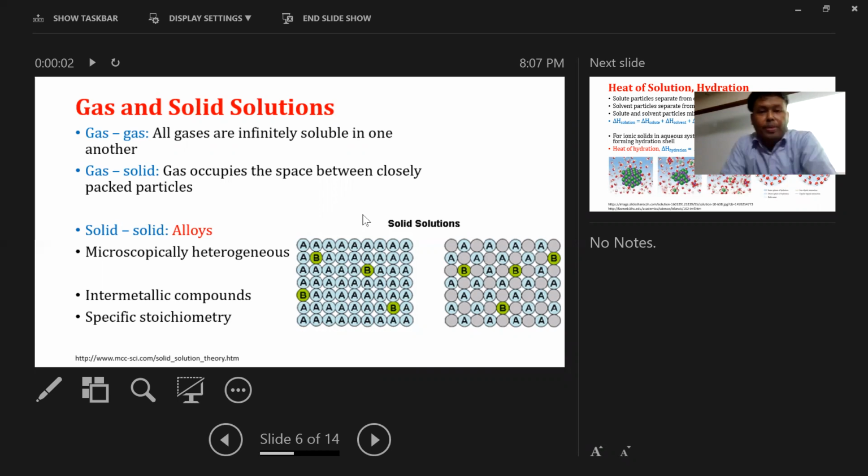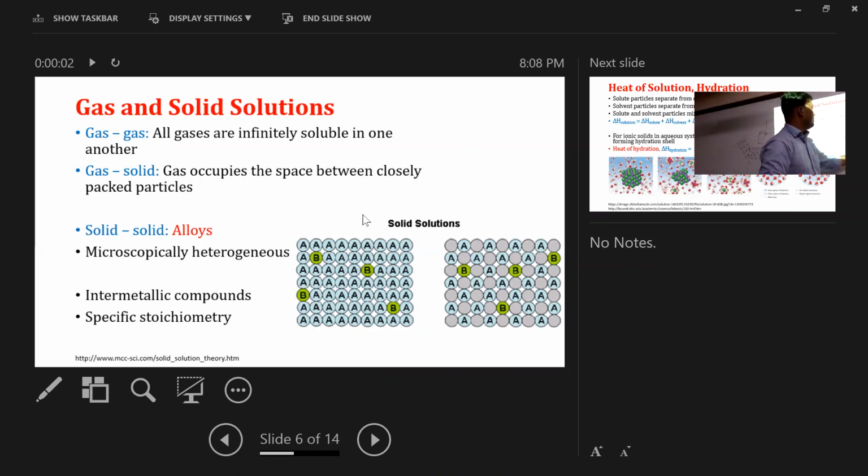Microscopically heterogeneous. Okay, solid sample. That means if you investigate the gold ornaments using a very high quality microscope, electron microscope, or any other very high quality instrument, you can identify that some portions have a very high percentage of gold, and some portions may have a very low percentage of gold. That means microscopically heterogeneous. By eye we cannot say that these are different. But if you use a high quality instrument, you can observe that the components are different in different regions.